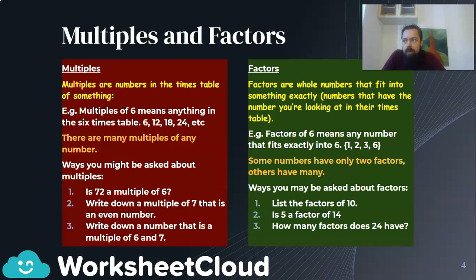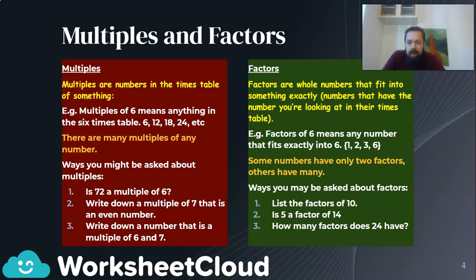There are many multiples for any number. It doesn't matter how big the number, there are multiples. So you could say 1,000. What are the multiples of 1,000? 1,000, 2,000, 3,000, and so on. What's the multiple of a million? 1,000,000, 2,000,000, 3,000,000, and so on. Okay, so there's many multiples for any number, but just understand that it means it's something in that number's times table.